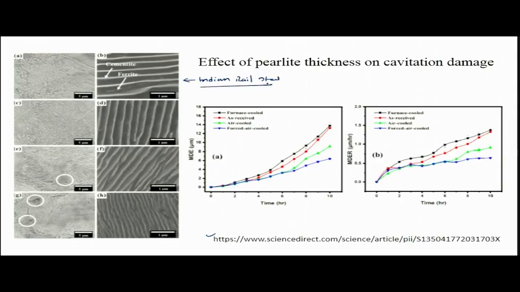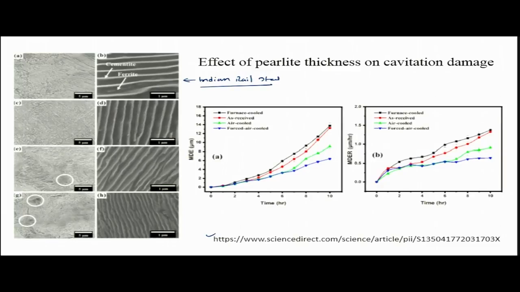So, Indian rail steel, this is as received condition, and then we have done a few modifications. The steel sample was kept in a furnace and we did furnace cooling, then we did air cooling. That means after taking it out of the austenitization condition, we kept it outside the furnace in the open air and then it cools down, and at that time one structure develops.